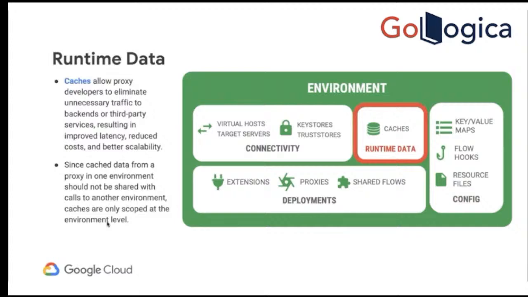Now for runtime data, when the API call comes, Apigee has the feature of caching. So you can create cache resources on Apigee, and those cache resources are used to cache any data. And caching obviously is one of the standard features of Apigee, or it is standard for any API gateway. It is a standard gateway use case.